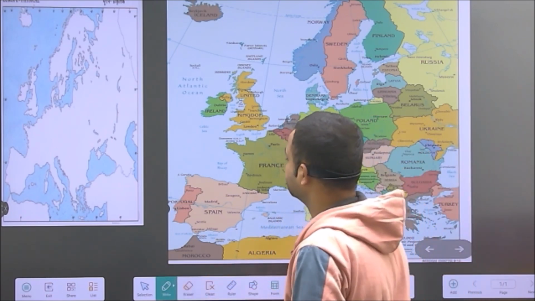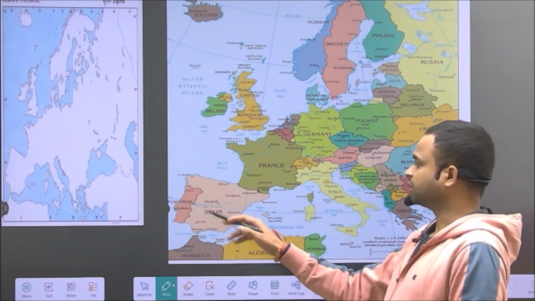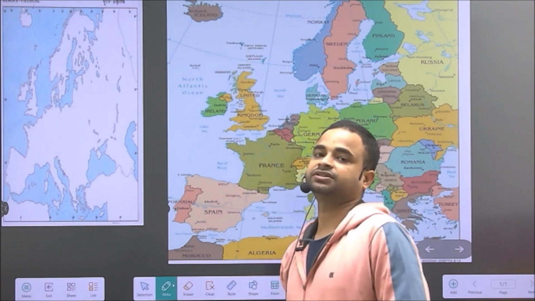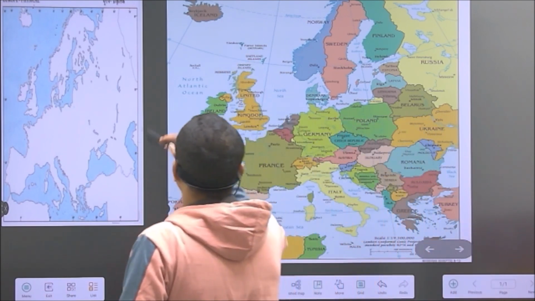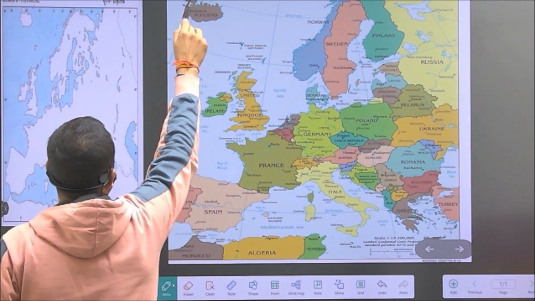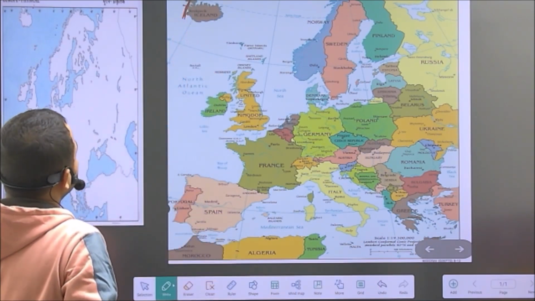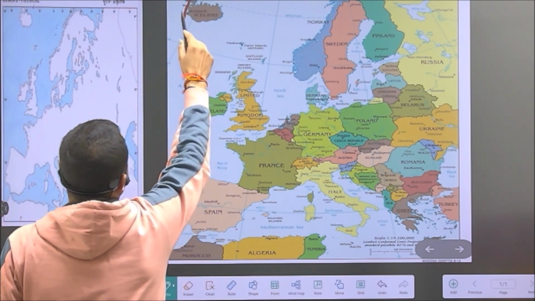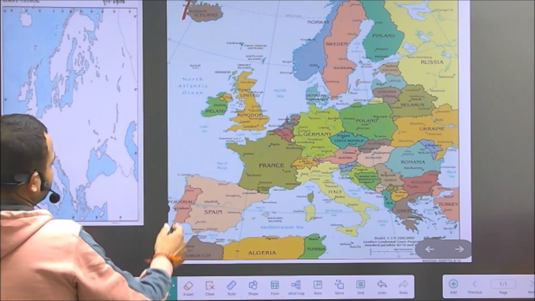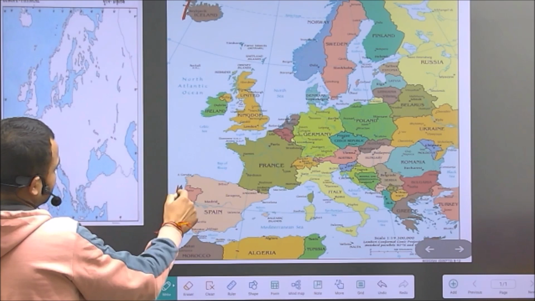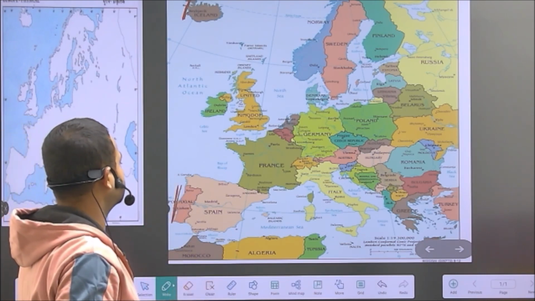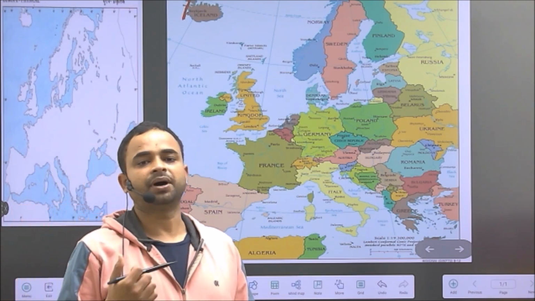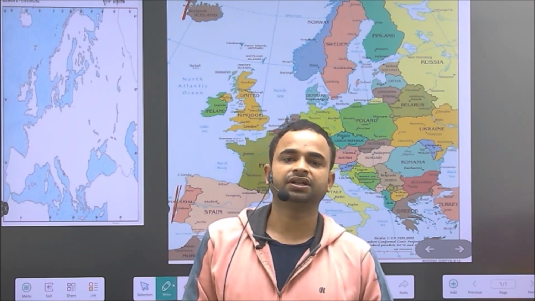The third thing is, I discussed Portugal as the westernmost country of Europe, but it's not. Iceland is the westernmost country of Europe, because approximately 26-27 degrees longitude passes from here, but from the west part of Portugal approximately 10-12 degrees longitude passes. So that's why, on the basis of longitude, Iceland is the westernmost country of Europe.